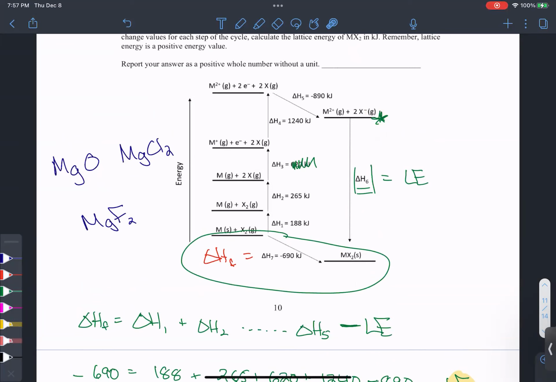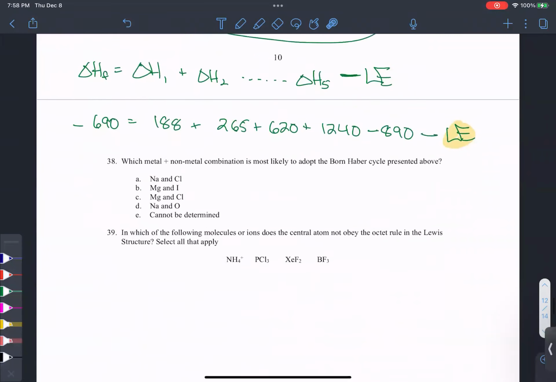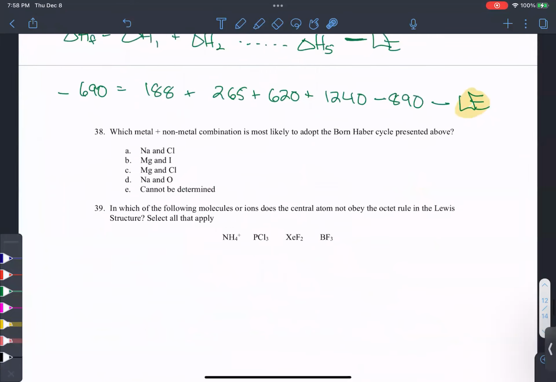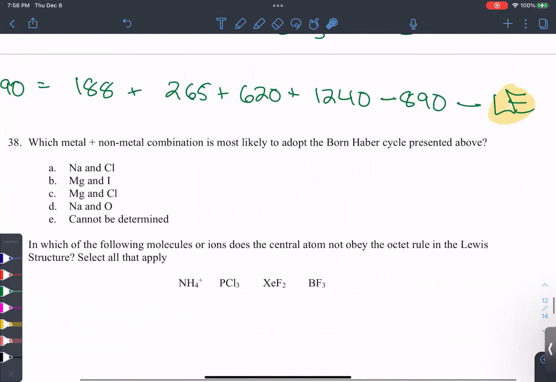So all of those things we look at, Q1, Q2, and size, all of those trends is what makes this lattice energy step larger at the end. So when you do Q1, Q2 over D, you're actually making the Born-Haber cycle, I promise. All right, next one. Oh yeah, here's a good question. Which metal, non-metal combination is most likely to adopt that Born-Haber cycle?